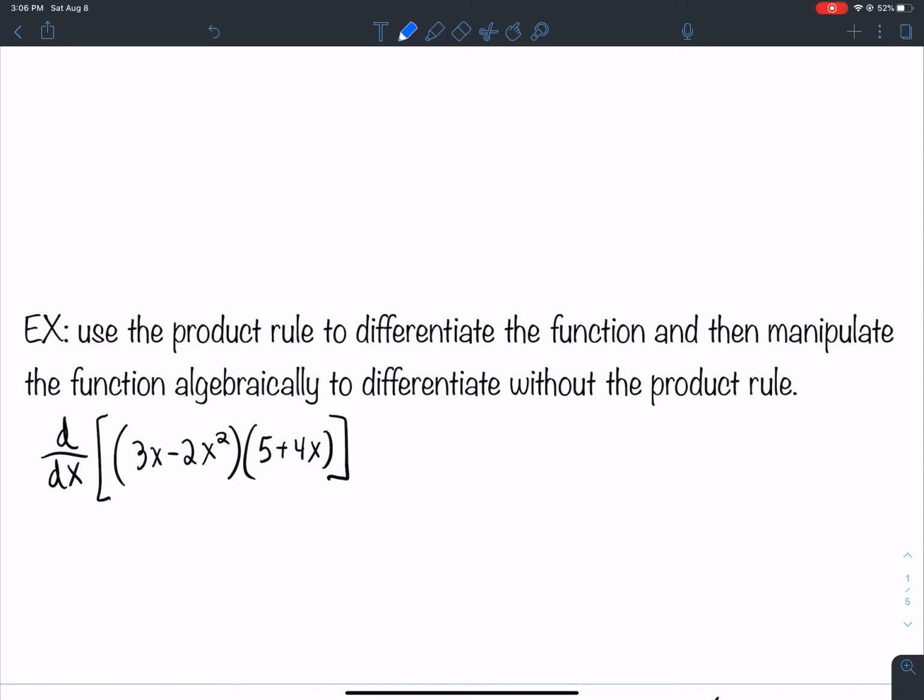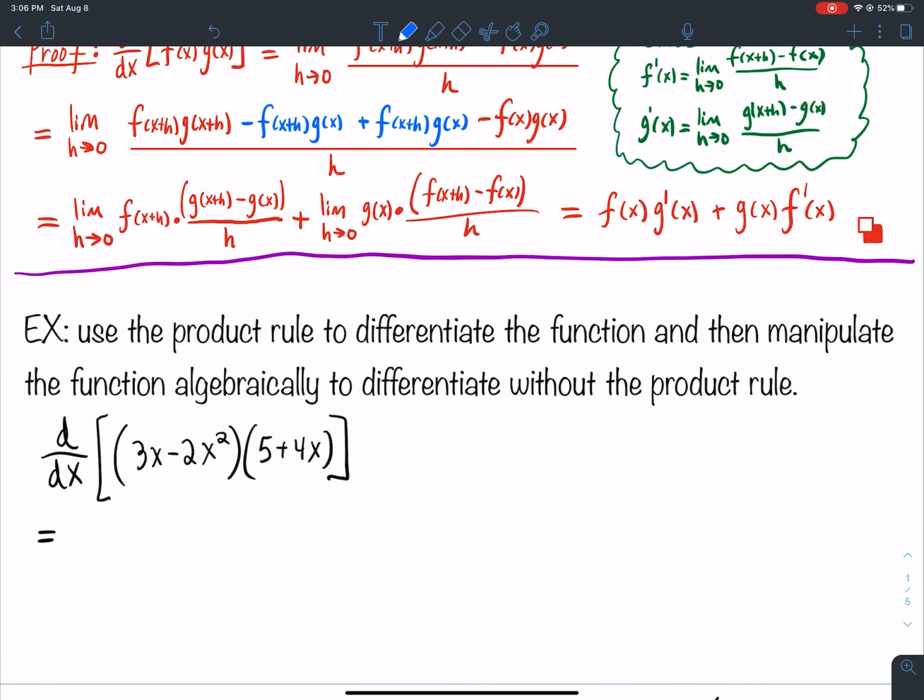Okay, so here we're going to use the product rule to differentiate the function. And then after we figure the derivative out using the product rule, we're going to algebraically manipulate the function so that we can take the derivative without using the product rule. Namely, we're just going to multiply it out. Okay, so let's work through this.